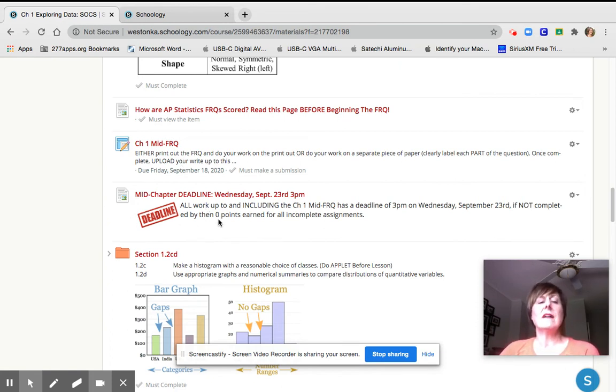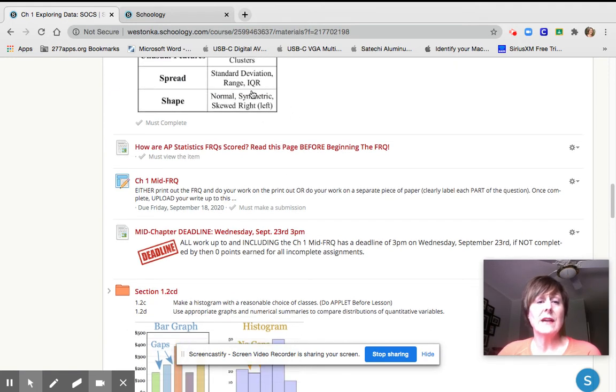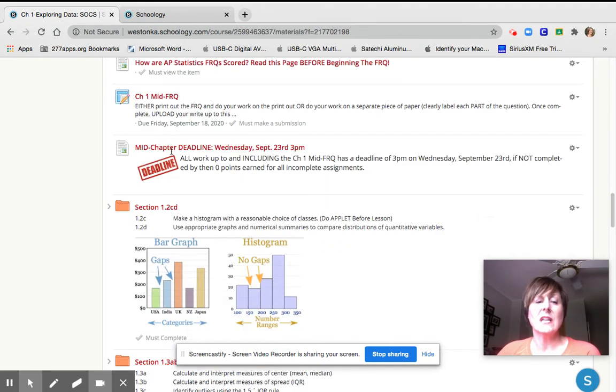Now here I do have the deadline posted. This is just a page to read. It says here, all work up to and including the chapter 1 mid-chapter free response has a deadline of 3 p.m. on Wednesday, September 23rd. That was also on the calendar posted. Any work up to this point that's not posted by 3 p.m. on the 23rd gets a 0. I'm going to go into Skyward and give you zeros. You still need to go do this learning if you haven't done it yet because it's going to show up on the test. So you might as well just get it done by the deadline so you can get credit.